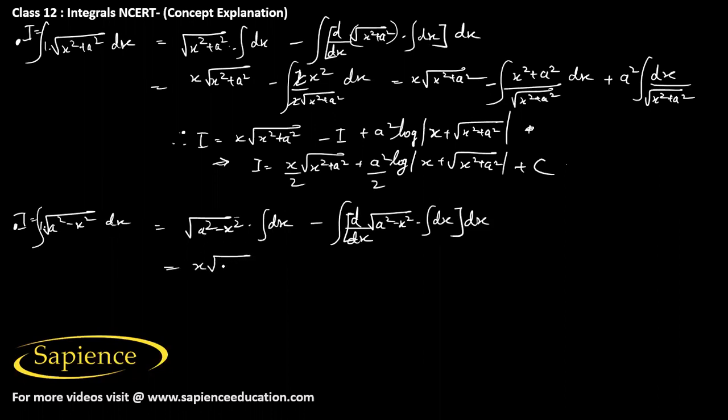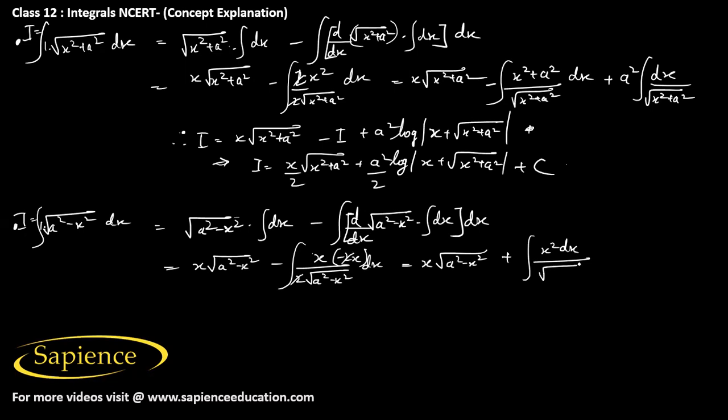So this will be equal to x into square root of a square minus x square, minus, this will be x by 2 square root of a square minus x square into minus 2x integral dx. So 2 and 2 will cancel, and then we will get x into square root of a square minus x square, then plus integral x square dx by square root of a square minus x square.